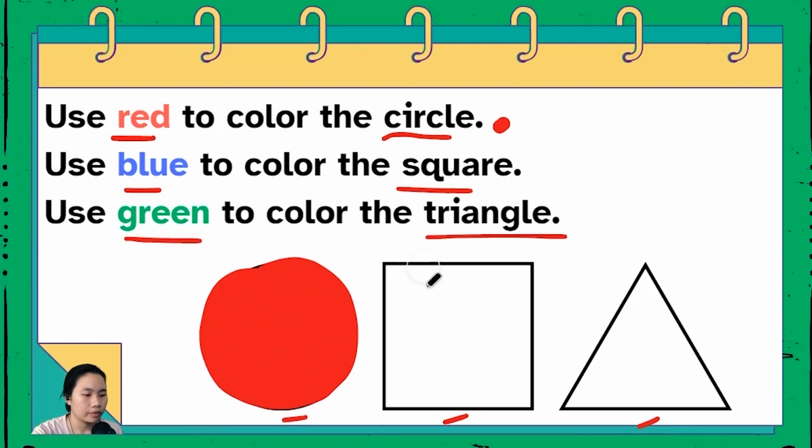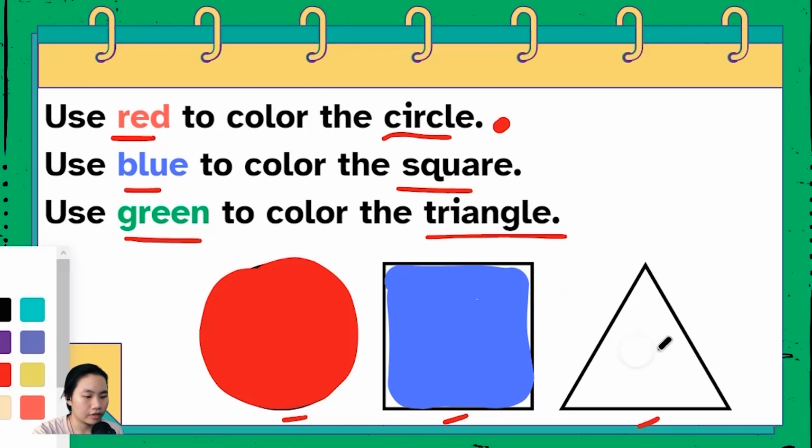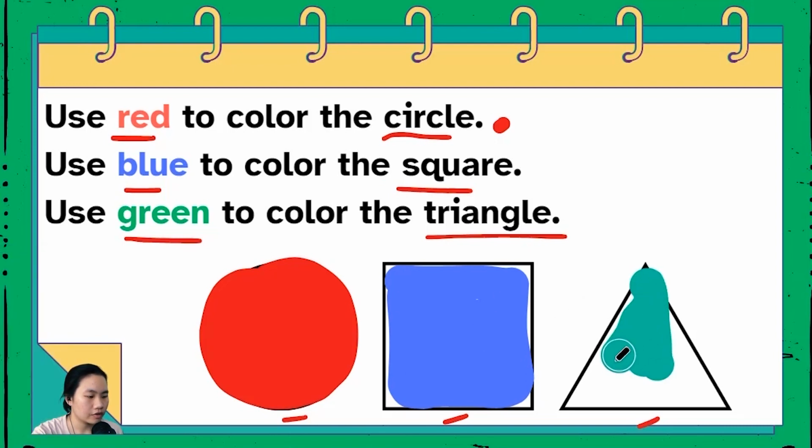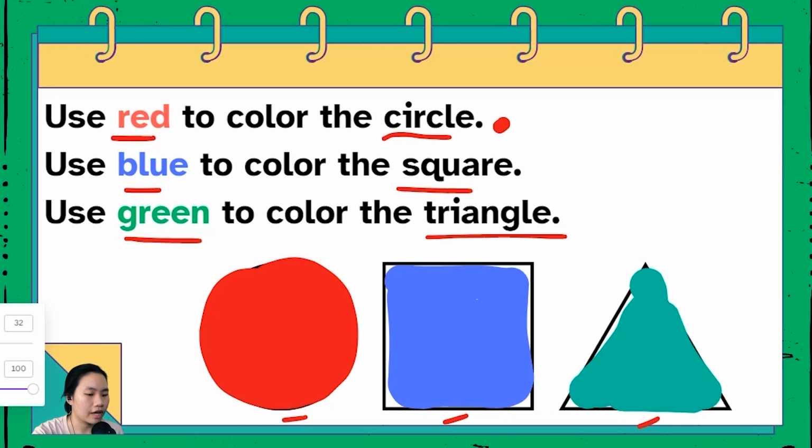Okay. Blue for the square. Okay. Lastly, use green for the triangle. Green for the triangle. Okay, so in the end, what do we have? We have a red circle, a blue square, and a green triangle, okay?